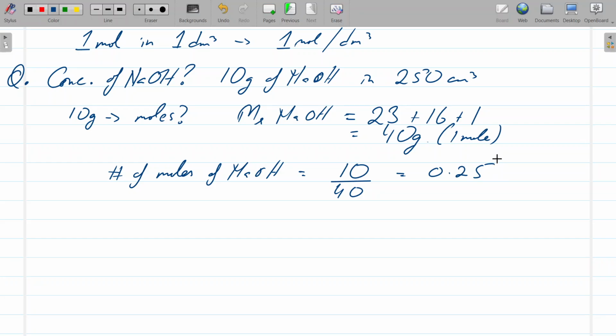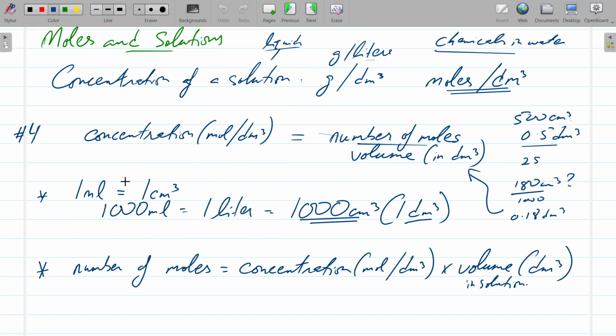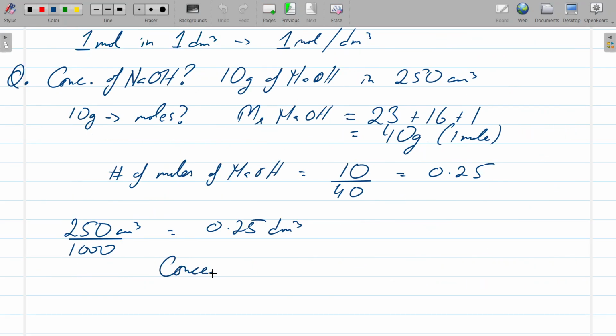So there are 0.25 moles in 10 grams of NaOH. Next, we have 250 centimeter cube, and we need to convert that to dm cube. So what we're going to do is divide that by 1000, and that gives us 0.25 dm cube. Now to apply the formula, concentration is number of moles over volume. So concentration equals 0.25 moles over volume 0.25 dm cube.